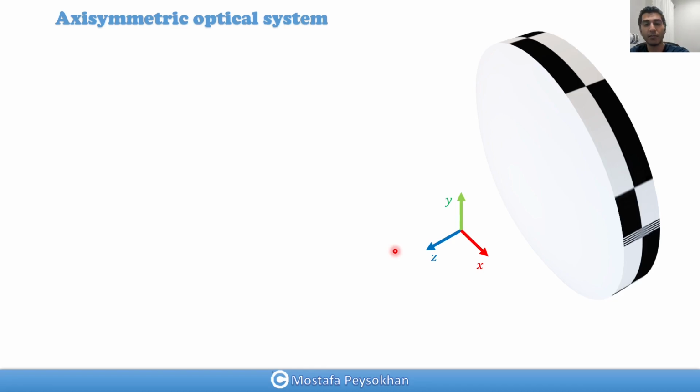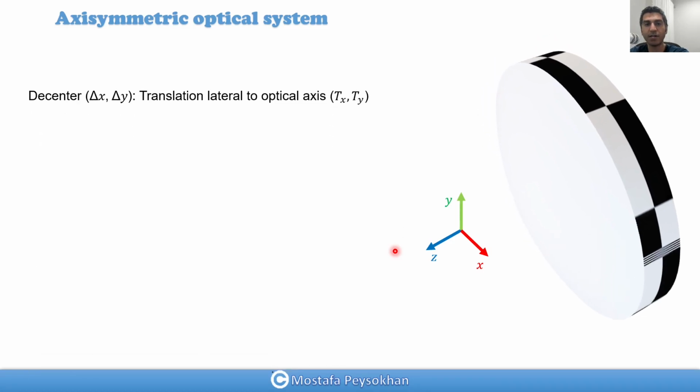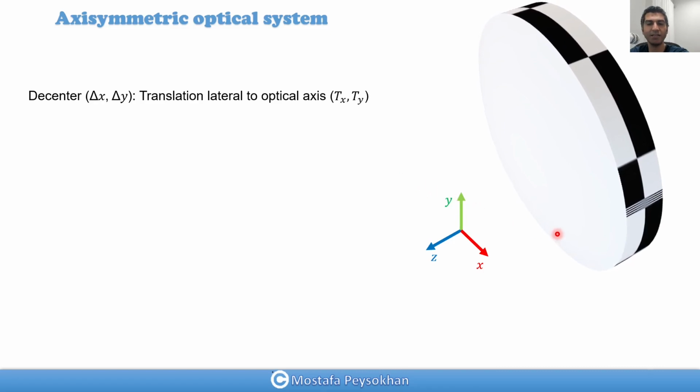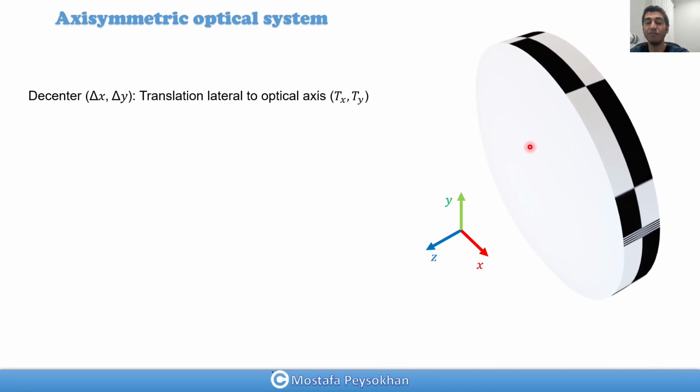So the first parameter that we talk about is decenter. What does it mean when we say we decenter a lens element by 100 micron? Decenter means translation in x or y, or delta x or delta y, and we usually use translation in y because the system is fully symmetric, and we select y as our main translation, which doesn't matter. You can select Tx, but we usually use Ty.